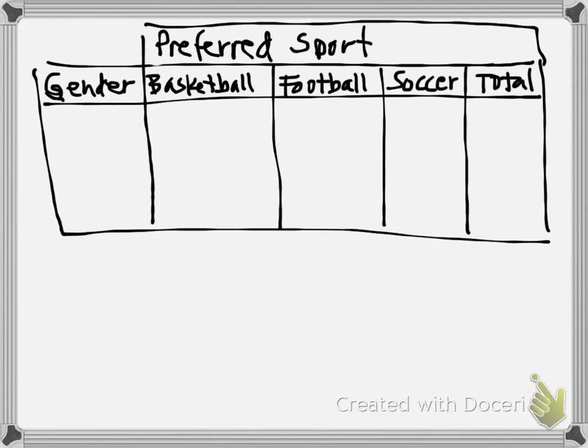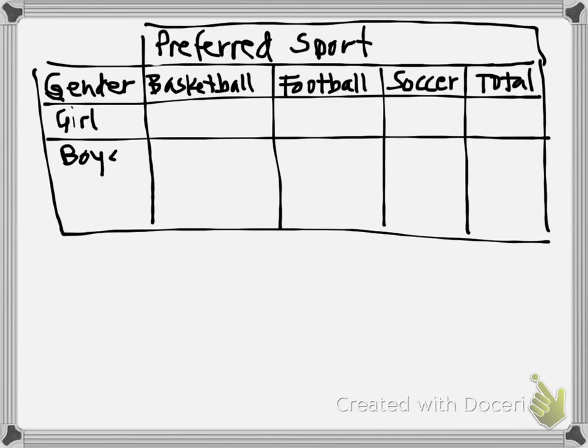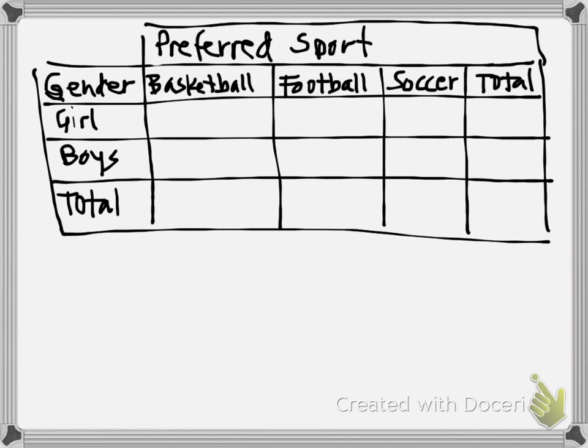Under gender, we have girls, boys, and we have total. So I'm going to just share with you Kanisha's results. She found that with girls, 6 of the girls liked basketball. Actually, I'm going to move this over to the edge because we're going to add some stuff in here. So keep it kind of over to the left side.